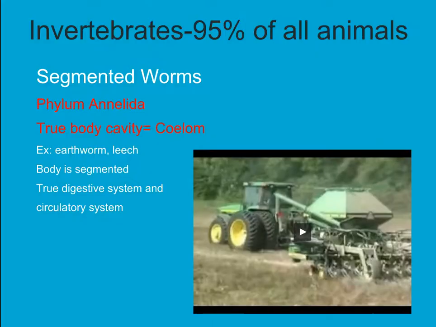The last worm is a segmented worm that you might be more familiar with, called phylum Annelida. It has a true body cavity or a coelom. Earthworm, leech. Its body is segmented, has a true digestive system, and a true circulatory system.